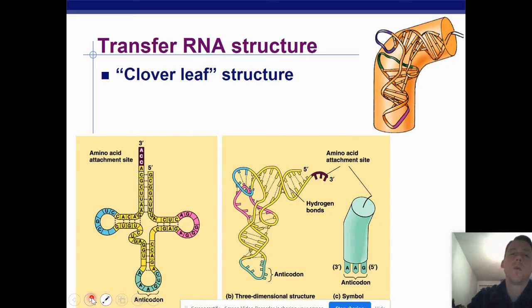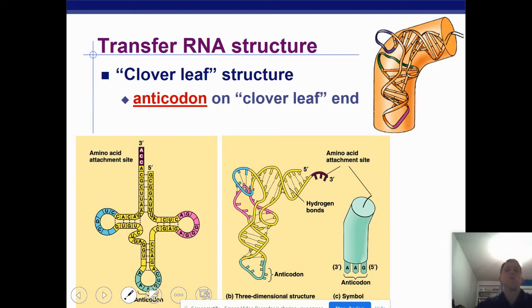Okay, so more about tRNA. tRNA is transfer RNA, and it has a clover leaf structure. There are a few different views here. On the left, you can see the clover leaf view. It looks very clear. Then we have some other views on the right. The most common one you'll see is the one I'm highlighting here. This is what I call the candlestick view. But either way, you've got an anticodon on the clover leaf end.